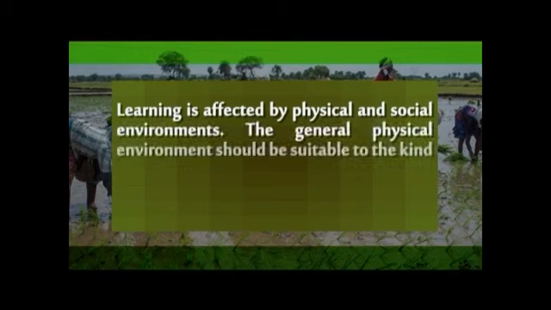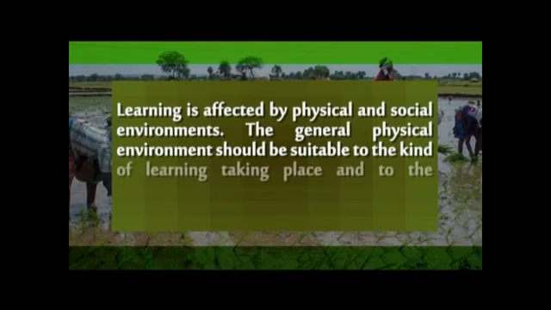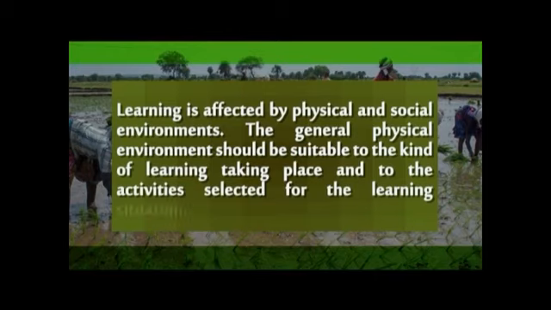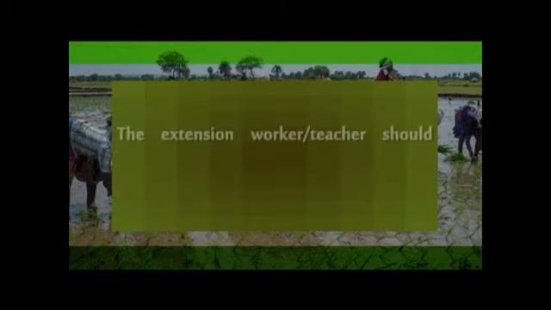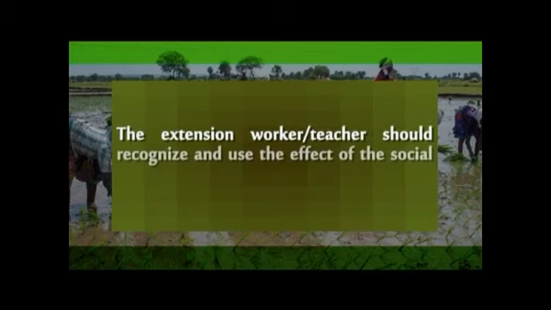Number 4, learning is affected by physical and social environments. The general physical environment should be suitable to the kind of learning taking place and to the activities selected for the learning situation. The extension worker or teacher should recognize and use the effect of the social environment on learning.